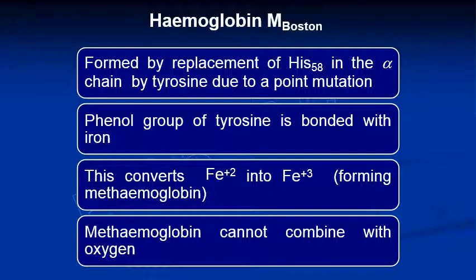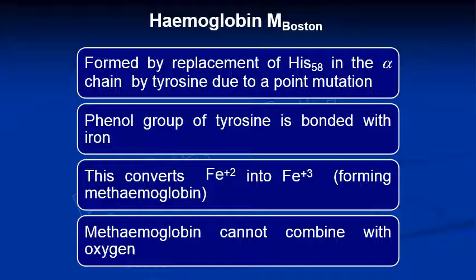The second hemoglobinopathy is hemoglobin M, also known as Boston hemoglobin. Now this one happens due to a mutation where there is replacement of histidine 58 in the alpha chain. So this amino acid is replaced by tyrosine.